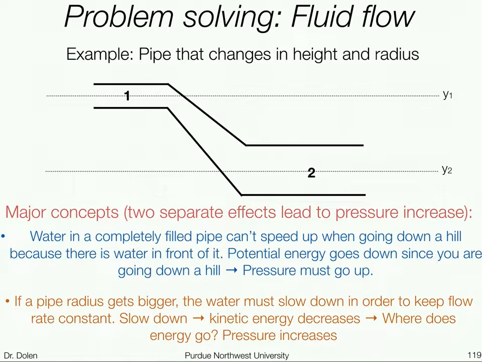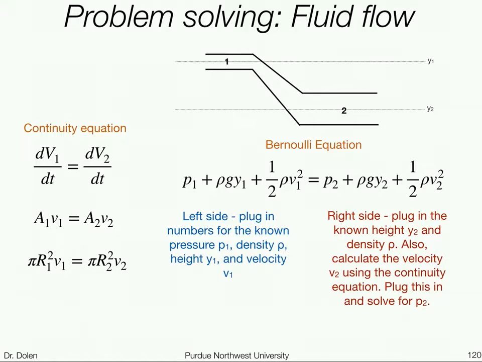The other thing that happens is as the pipe radius gets bigger, the water must slow down. So the pipe getting bigger causes the water to slow down, because the flow rate has to stay constant. So if the water is slowing down, where does all the kinetic energy of the water go? If the water is suddenly slowing down, it also goes into a pressure increase. So we have two separate effects here causing a pressure increase. So how do you solve this problem? Well, first you recognize those two effects, and then we have to bring in our two most important equations for fluid flow.